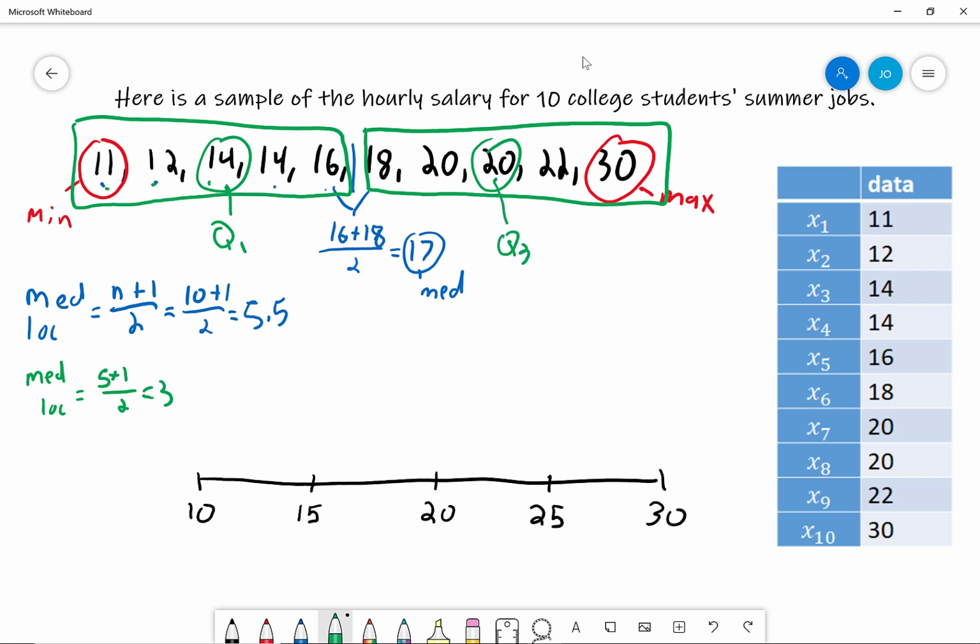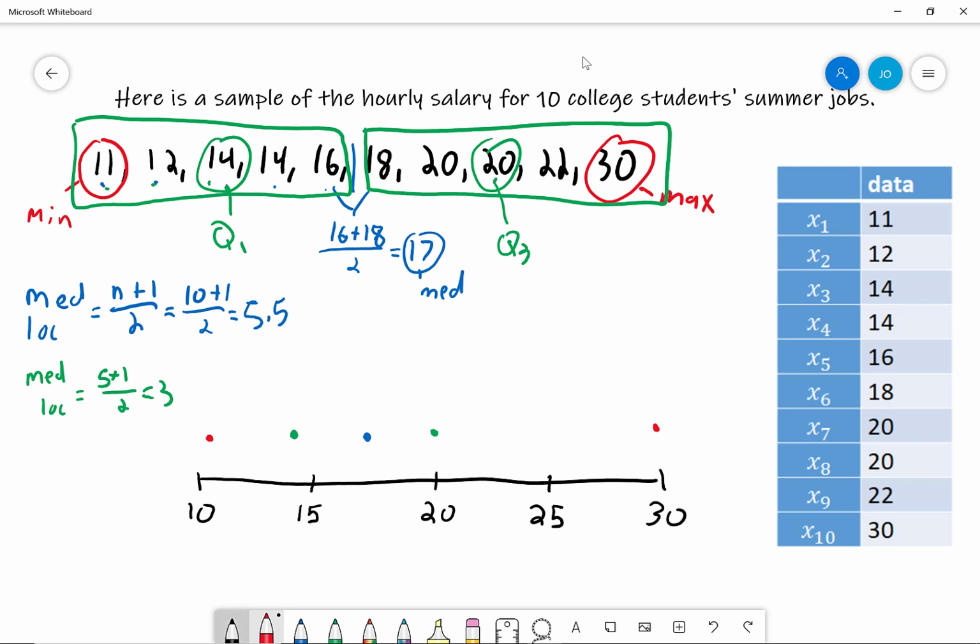And so what I'm going to do is place little dots where each one of our 5-number summaries fall on our number line below. I'll place a dot at 11. I'll place a dot at 14. I'll place the median at 17. Q3 is 20. And the maximum value is 30.